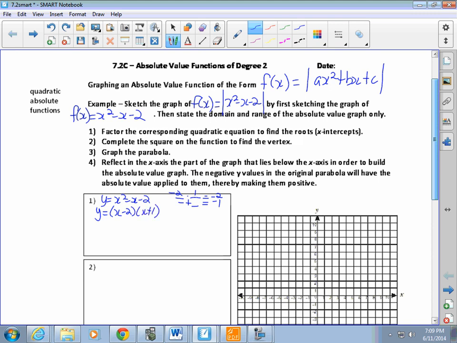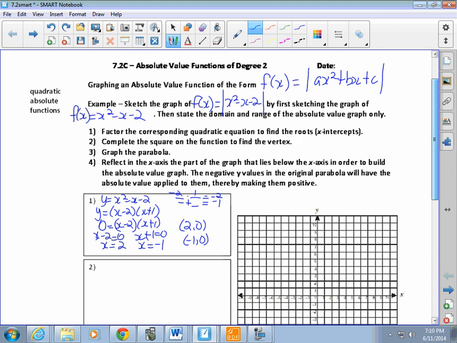So if I want to find the roots for that, that means I have to let y equal 0. So 0 is equal to x minus 2 times x plus 1. So x minus 2 equals 0, or x plus 1 equals 0. So x is equal to 2, x is equal to negative 1. So as points, those would be at (2, 0) and (negative 1, 0).